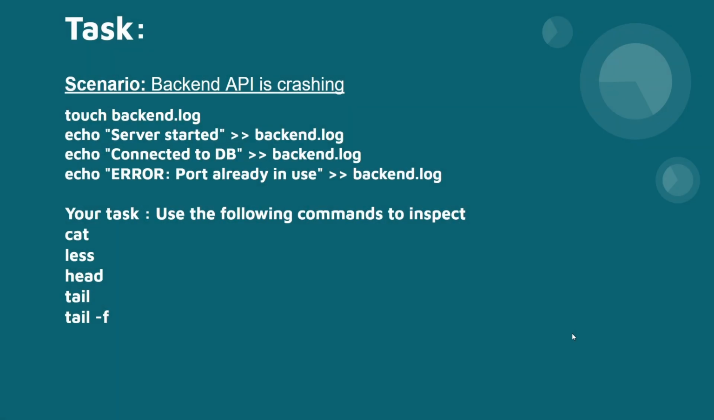So this is your task, friend. In this task, we will create a scenario where a backend API is crashing and how you can monitor it. For that, first create a backend.log file using the touch command, then try to add some errors in that log file. So you can use this echo command, right? These are a few errors you can add. You can add your own errors also. Then your task is to use the following commands to inspect: cat, less, head, tail, and tail -f.